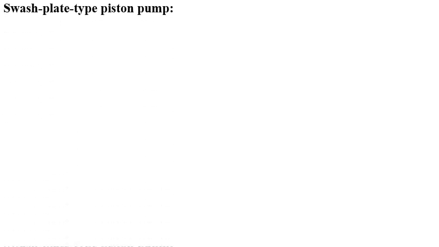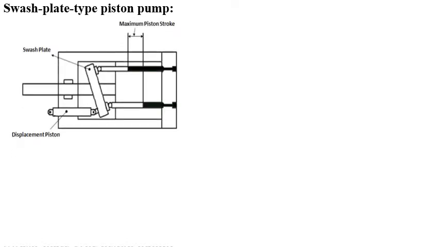Swash plate type piston pump, or inline type piston pump, is another type of axial type piston pump. The construction of the swash plate or inline piston pump is like this. In this type, the cylinder block and drive shaft are located on the same center line.